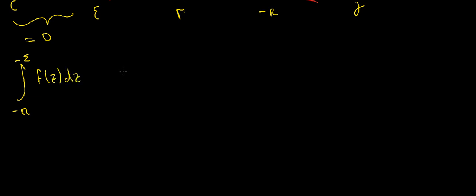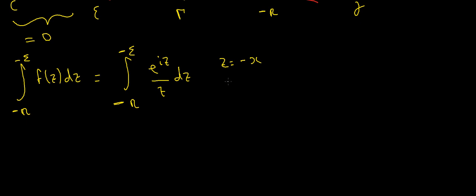So what does that look like? Well, using the definition of f, that's just the integral from minus r to minus epsilon of e to the iz over z dz, but this is being integrated over the real line. So I'm going to make the substitution z equals, let's say, minus x. And if z equals minus x, then obviously dz is minus dx, just taking the derivative of both sides. And how does that transform the integral? Well, if I apply that to my integral, then I get this.